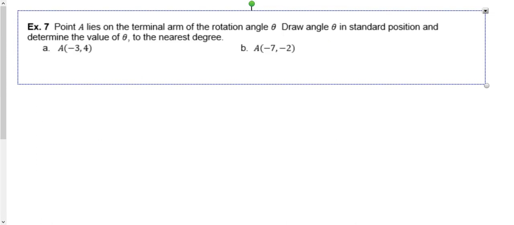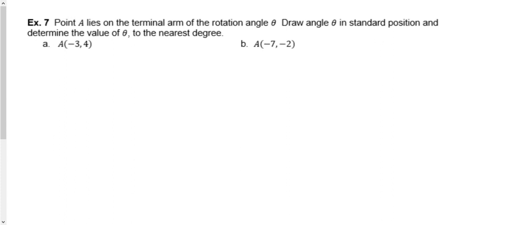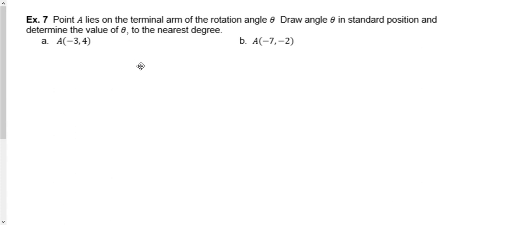Last example, last but not least, we've got example number 7 here. It says the point A lies on the terminal arm of the rotation angle theta. Draw angle theta in standard position and determine the value of theta to the nearest degree. So let's do a quick sketch, is what they're asking us to do. So a quick sketch of this is going to look like the following.